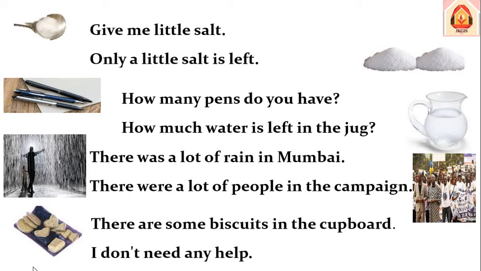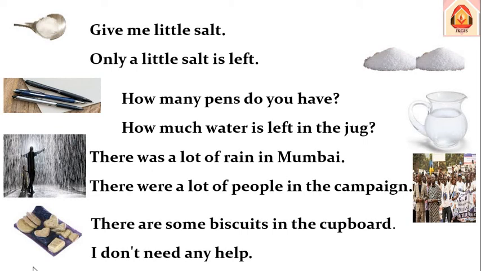Then we have studied that a lot of is used with countable and uncountable nouns. We will see how. There was a lot of rain in Mumbai. We cannot count the quantity of the rain, but here we have used a lot of to say that the quantity was more. There were a lot of people in the campaign. The number of people was not very less, it was more. So instead of counting the number, we have used a lot of, to tell that the number of people present in the campaign was more.